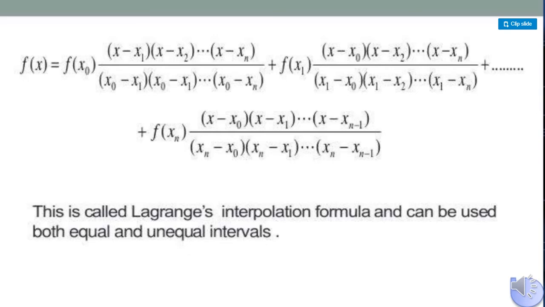f of x equals f of x naught into x minus x1 into x minus x2 into etc. x minus xn, divided by x naught minus x1, x naught minus x2, etc. x naught minus xn, plus the same for the second point x1, plus the third point x2, plus etc., up to the last point xn. This is called Lagrange's interpolation formula and can be used for both equal and unequal intervals.